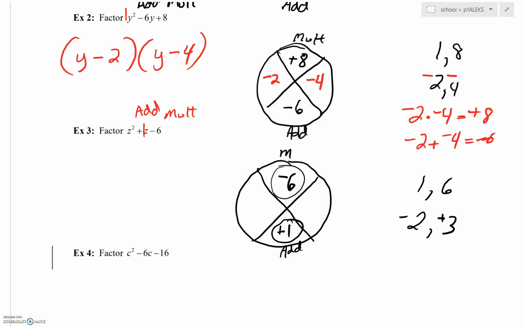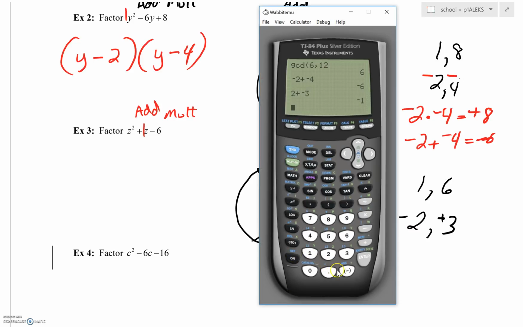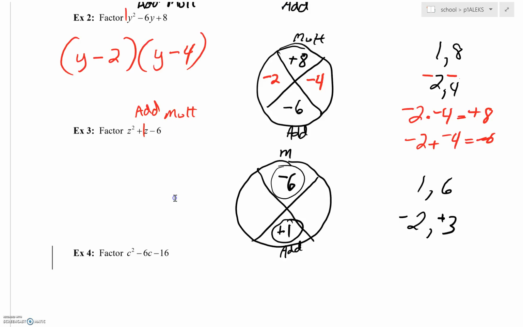If I'm adding to something positive at the end, I want to make sure that the bigger number is the positive. And you can double check. You can real quickly just go -2 plus a 3. That's going to be a 1. And -2 times 3 is going to get you -6. So that's the right check. That's really what you got.